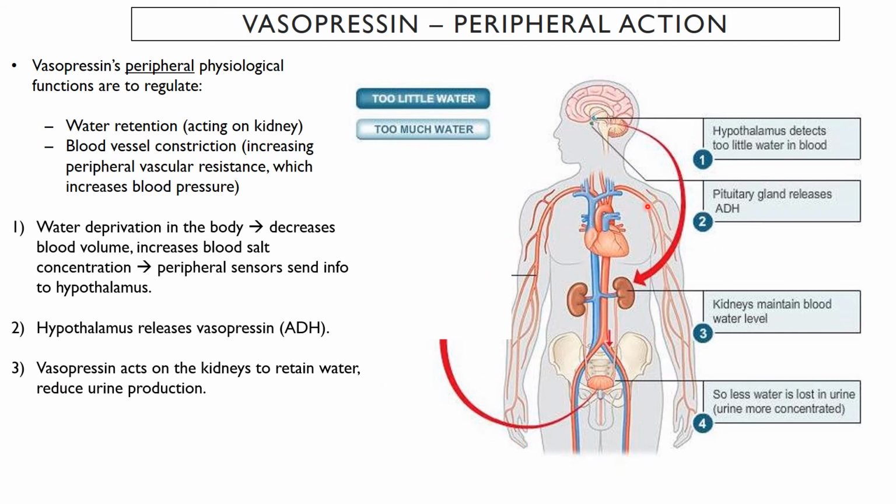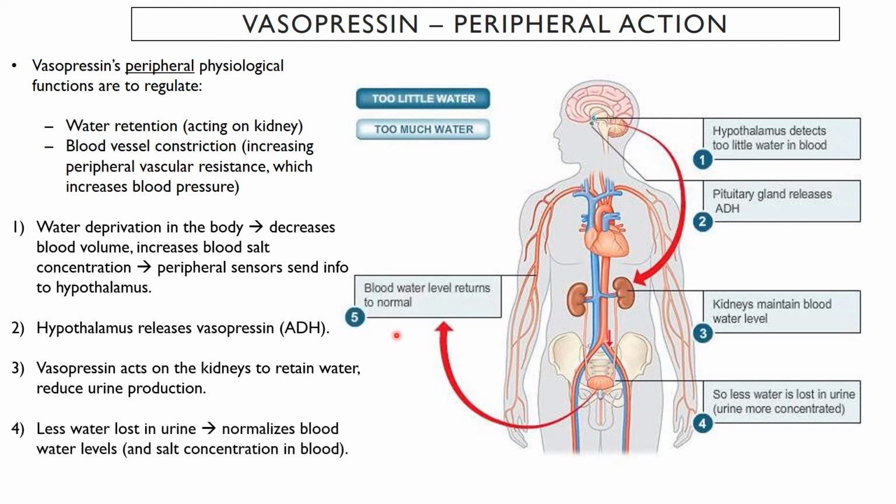So this process of when you are a little bit too thirsty, it's vasopressin that's playing a big role in that. That is one of the main roles of vasopressin. So then you have less water lost in urine, this normalizes blood water levels, and then your salt concentration returns to what it should.